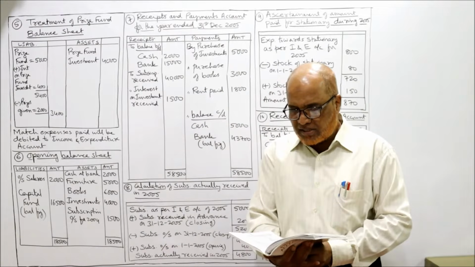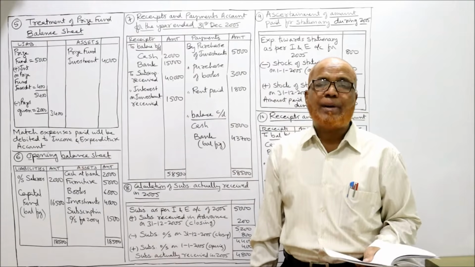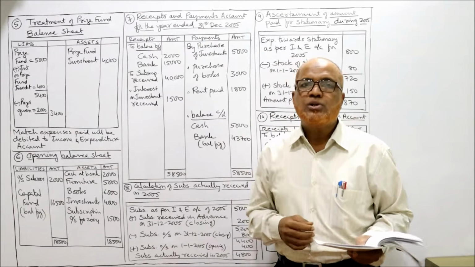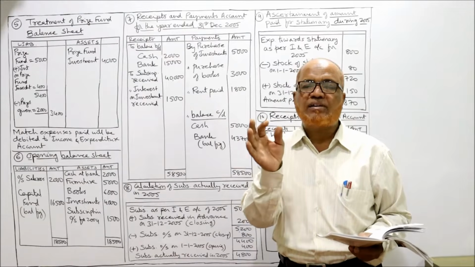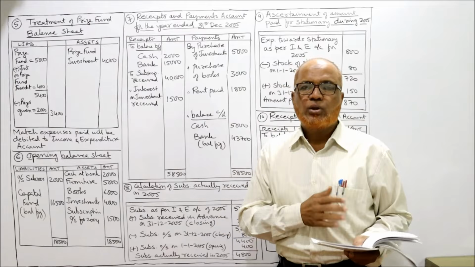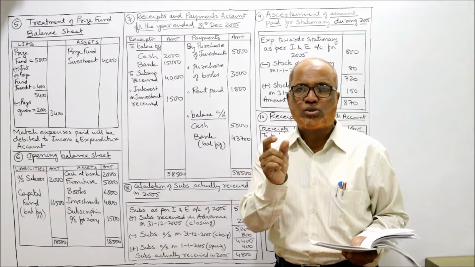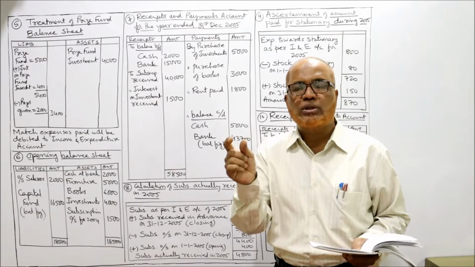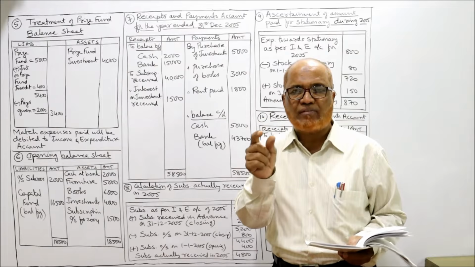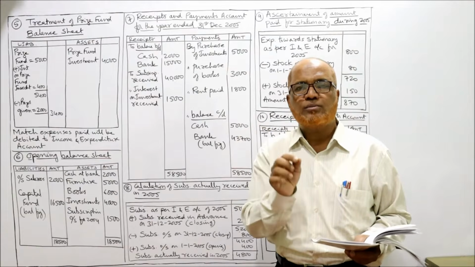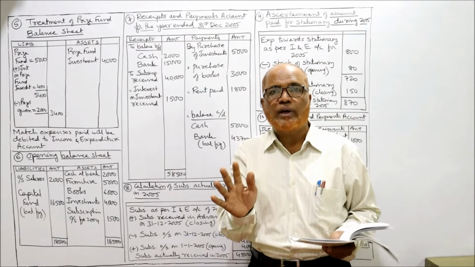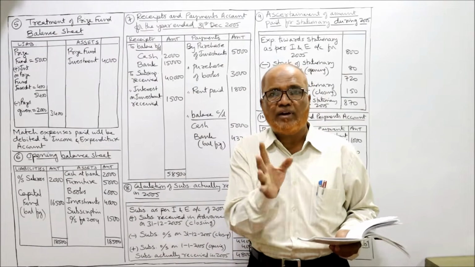Problem number 6. On the basis of the following information, prepare the opening balance sheet on 1st January 2005. So the beginning of the year is 1st January 2005 and the end of the year is 31st December 2005. We are required to make the balance sheet as on 1st January 2005, so only the items that are there on 1st January 2005 we are going to take. The other items of 2005 we are not going to take. Beginning of the year में जो भी है वही लेंगे.